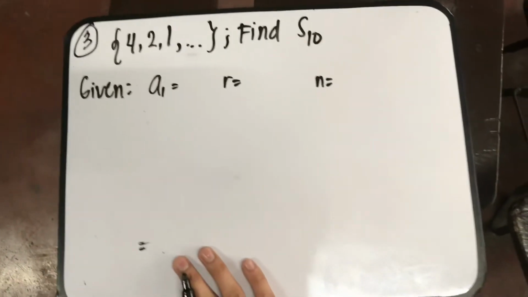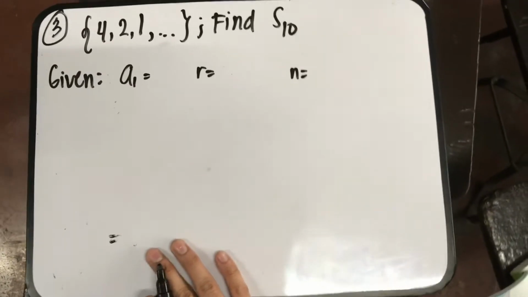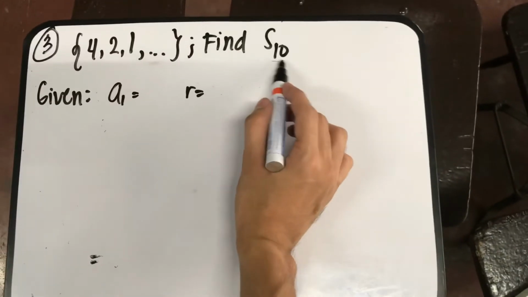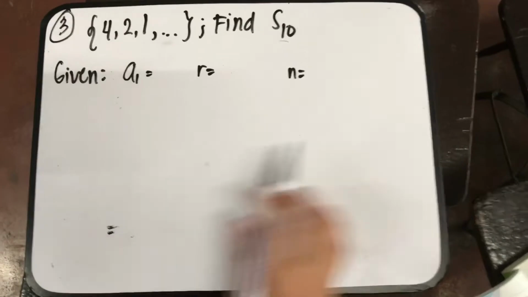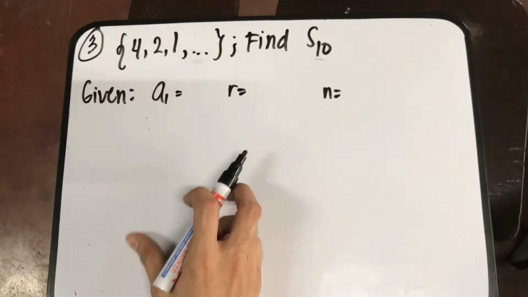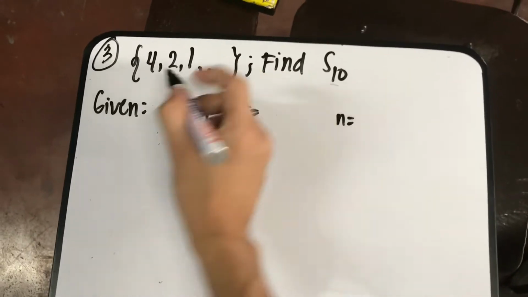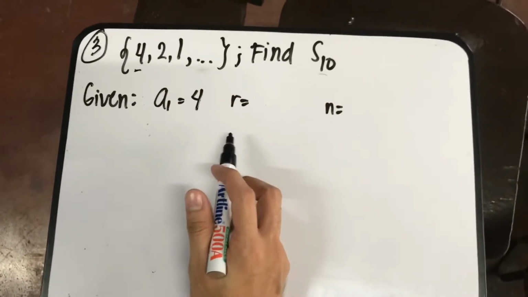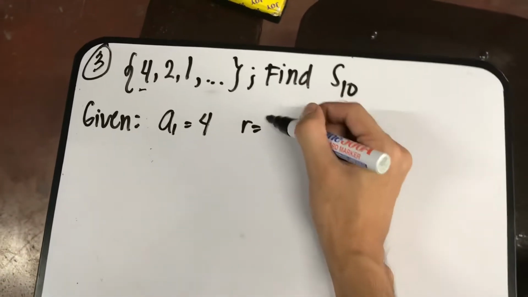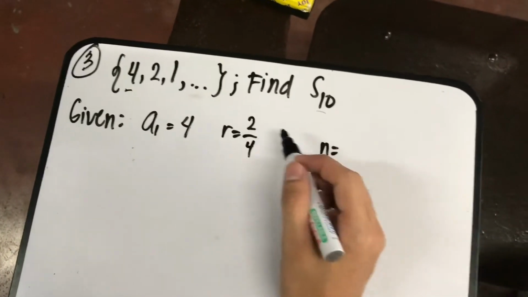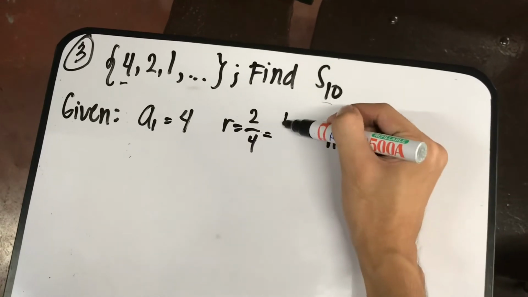So, let's have a third and last example. We have 4, 2, 1. And we're going to find the sum of the 10 terms. Now, let's identify all the given. What is our first term? That is 4. Siya yung ating A sub 1. What is the common ratio? So, if we have 2 divided by 4, second term divided by first term, that is 1/2.